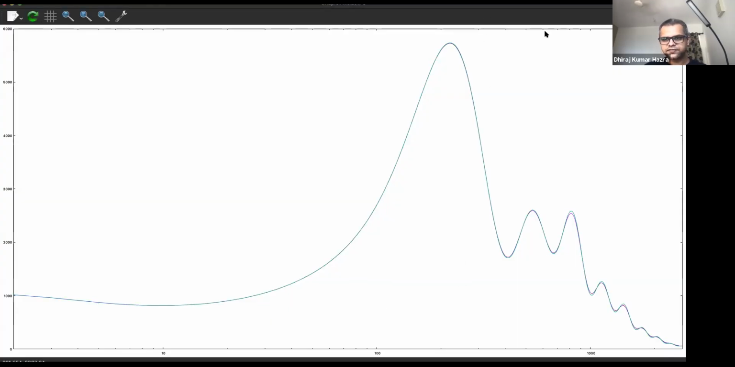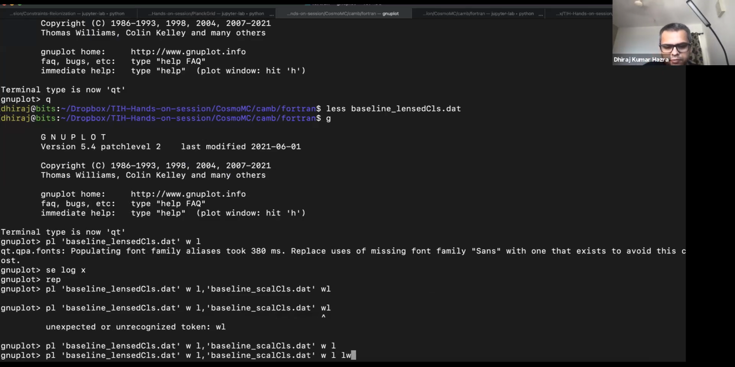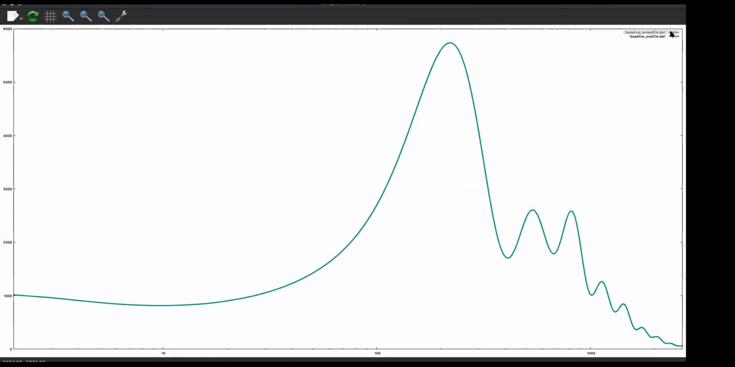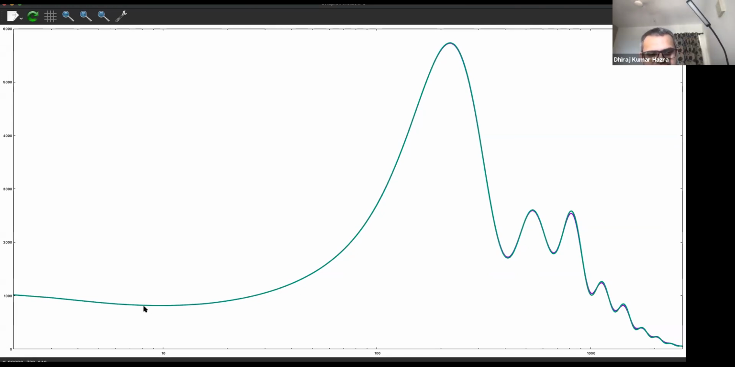Can you observe any difference here? Difference between these two plots? Let me make this a little bit wider. Can you observe any difference between these two plots? Yes, at higher L's there are changes. At lower L, they're exactly the same. At higher L, it changes.